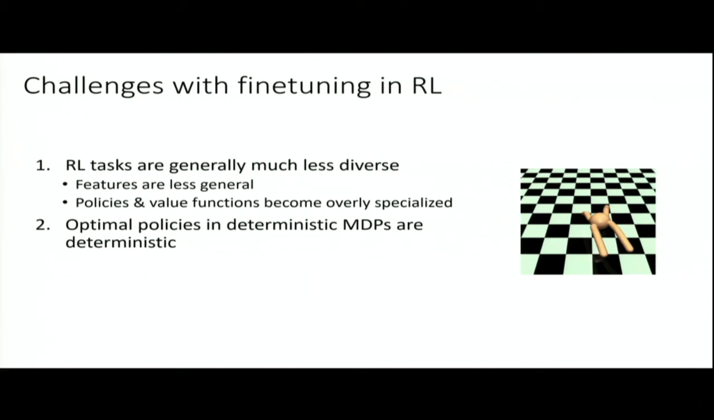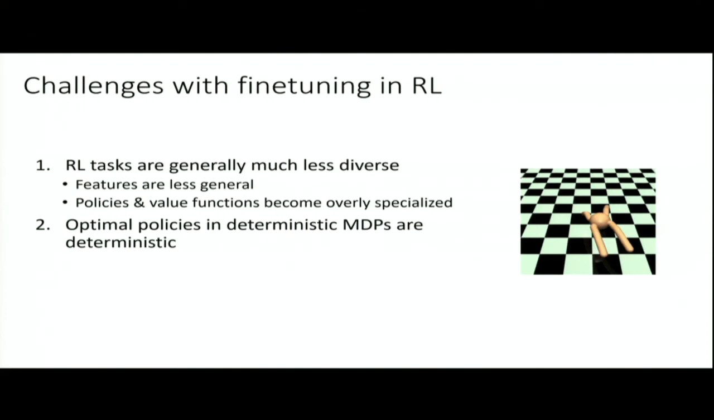Optimal policies in deterministic Markov decision processes are deterministic. Or actually, it's backwards. It should be not deterministic. So if you have a fully observed Markov decision process, I apologize, there's a typo there. If you have a fully observed Markov decision process, there always exists an optimal policy that is deterministic.